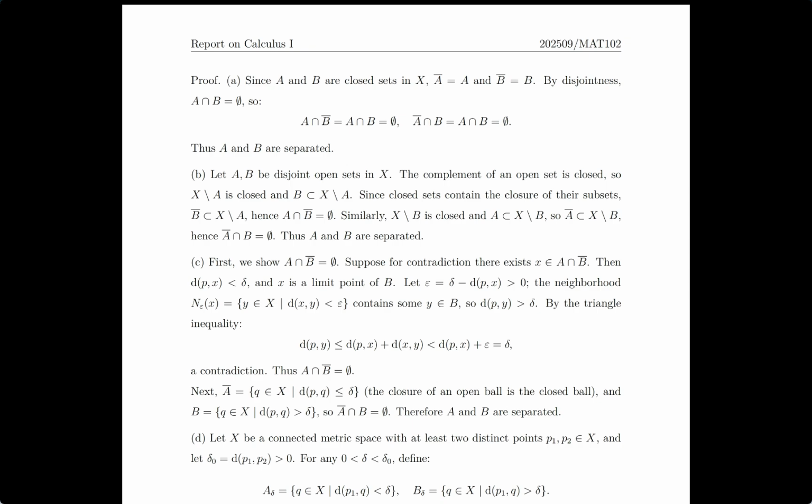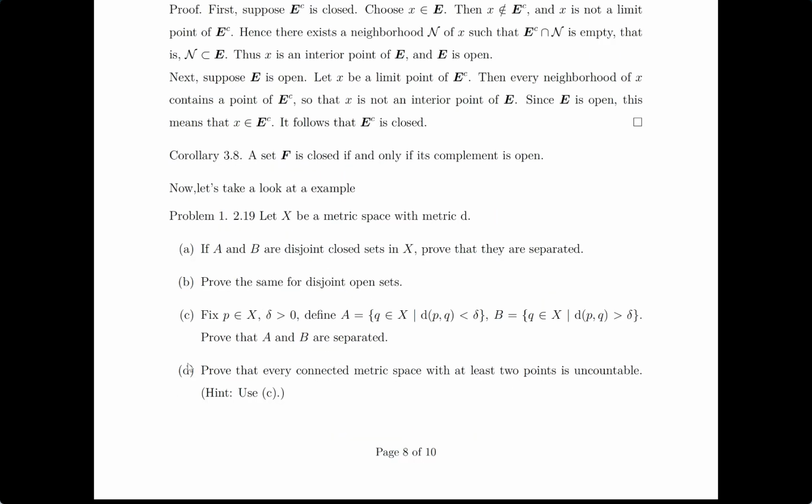Next, it's easy to prove that the closure of A intersects B is empty. The closure of A is contained in the set of q in X with d(p,q) less than or equal to delta, and it's clear that they can't intersect. So this is the proof, and therefore A and B are separated.